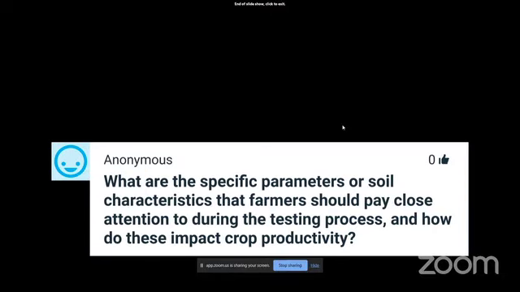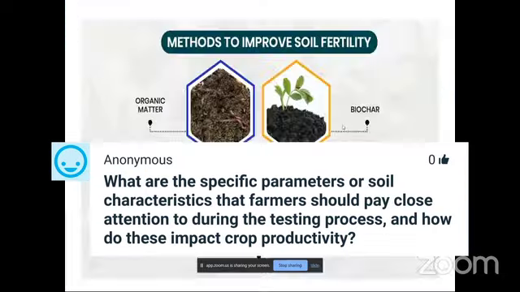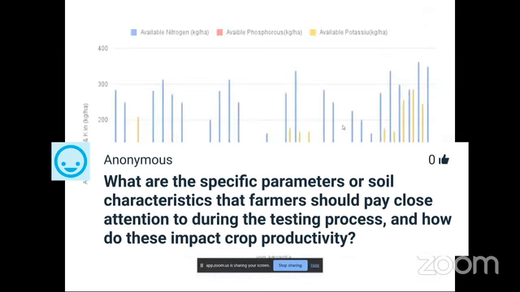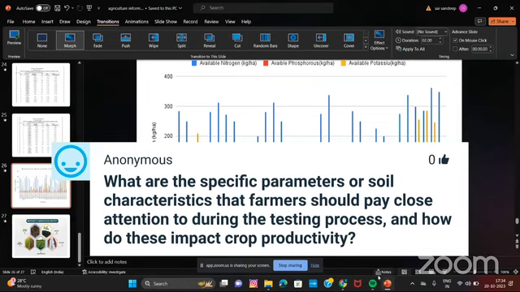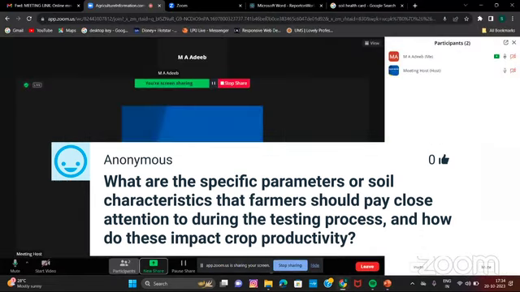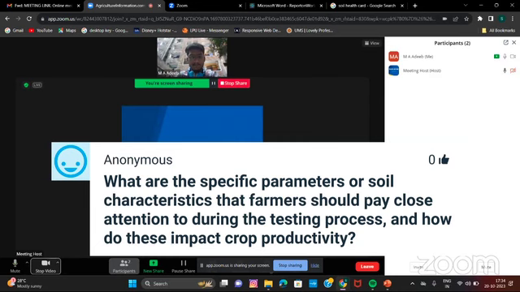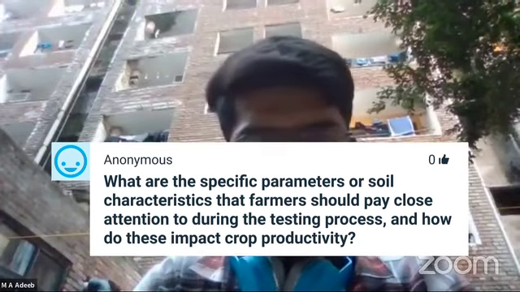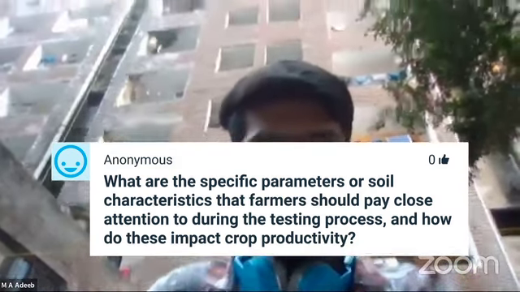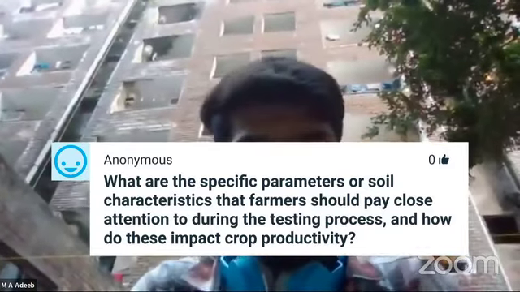Mr. Adeeb, your screen is totally blank. If you're comfortable, you can turn on your video. Sure. You can stop sharing the screen. I think it's fine. Okay, I can see. So I'll repeat the question.